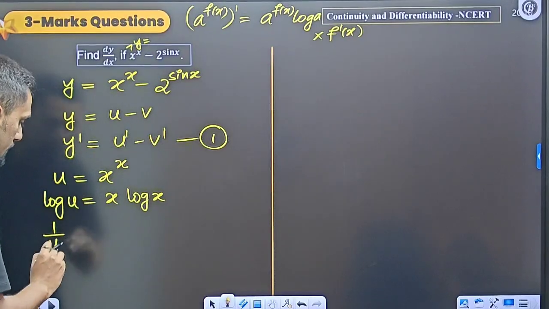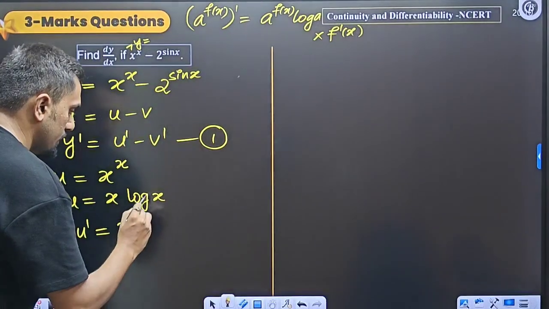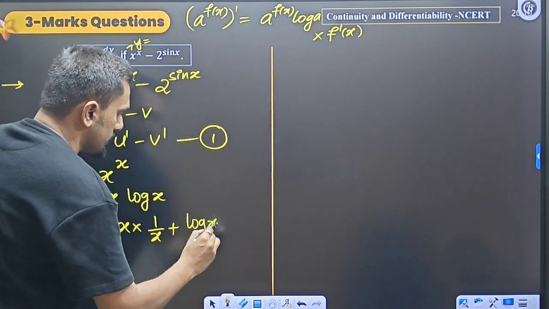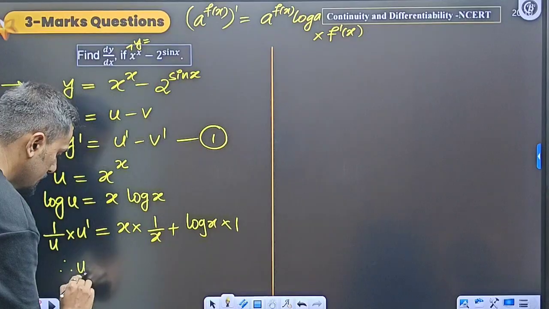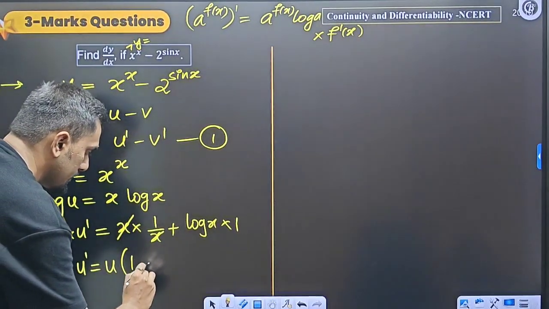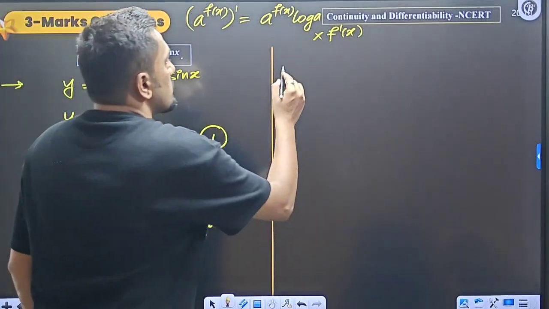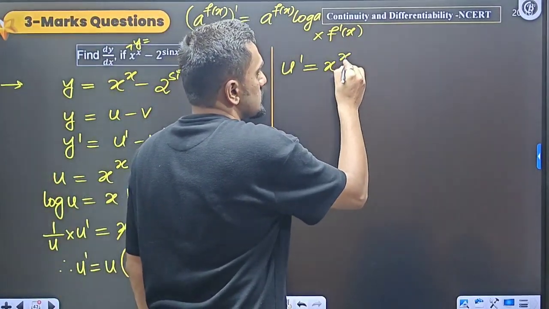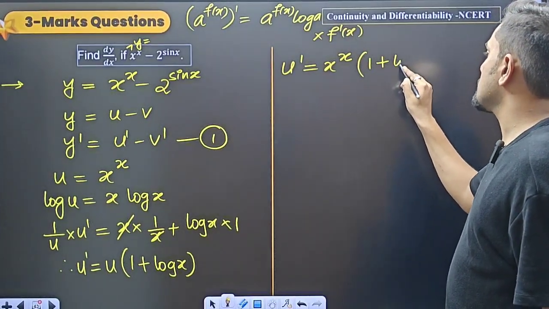Then it becomes 1 divided by u multiplied by u dash is equal to first function as it is into derivative of second function is 1 by x, plus second function as it is, that is log x, into derivative of x will be 1. Okay, so at the end u dash is equals to u into, this x and x get cancelled, what is left here is 1 plus log x. Then u dash becomes equals to, in place of u you write x raised to x, x raised to x multiplied with 1 plus log x.